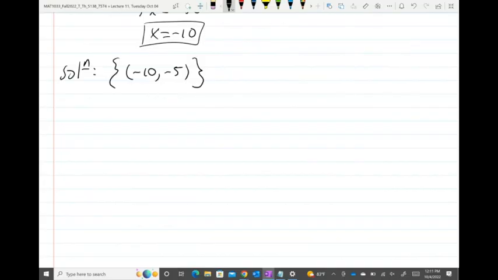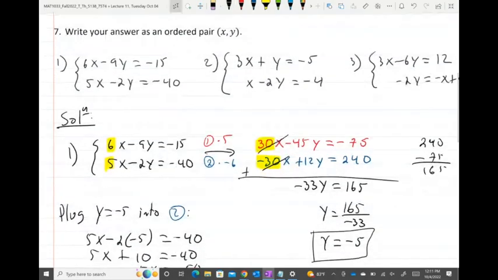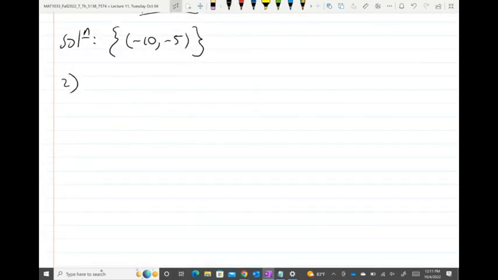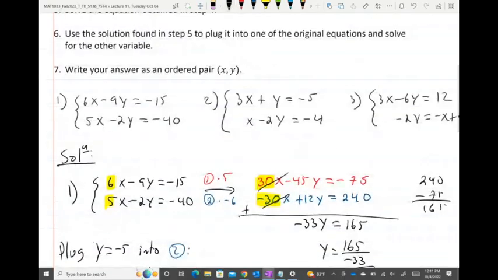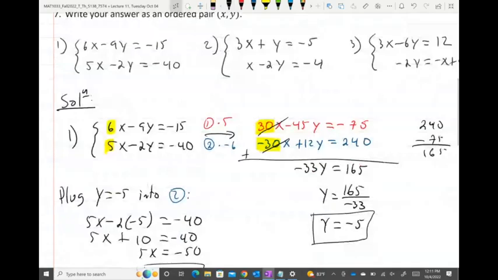All right, so let's do number 2. Okay, so what was number 2? That's 3x plus y equals -5. Now, this one will be easy. It will be easier. 3x plus y equals -5, and then x minus 2y equals -4.